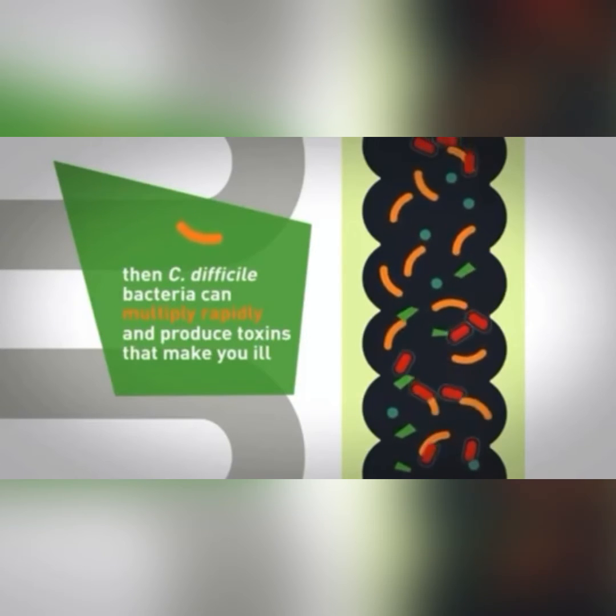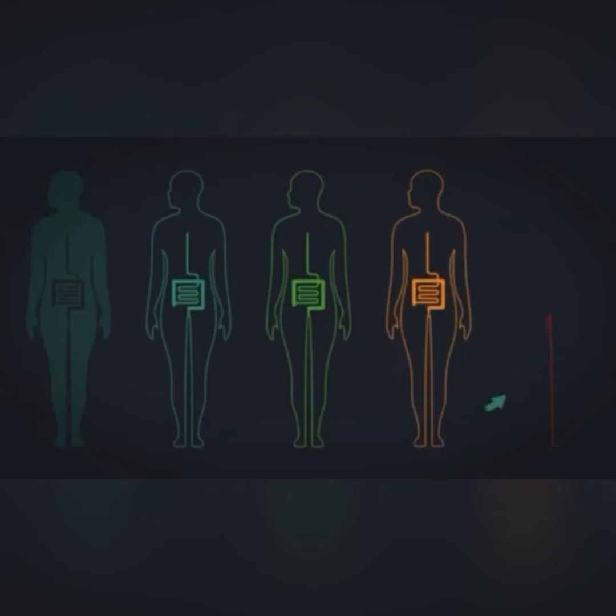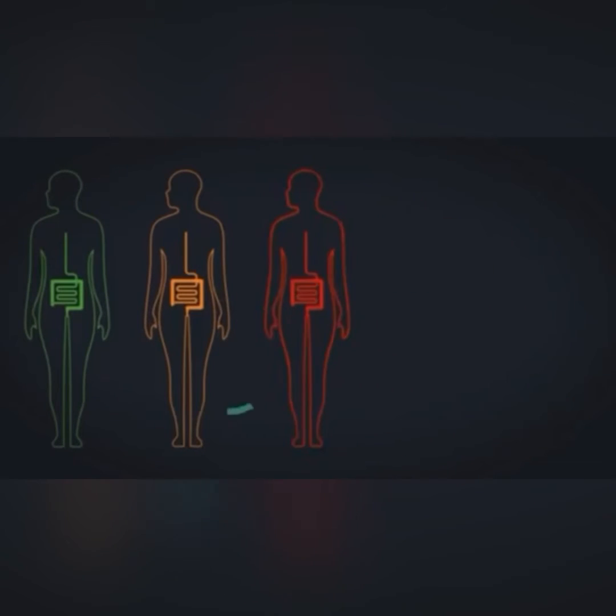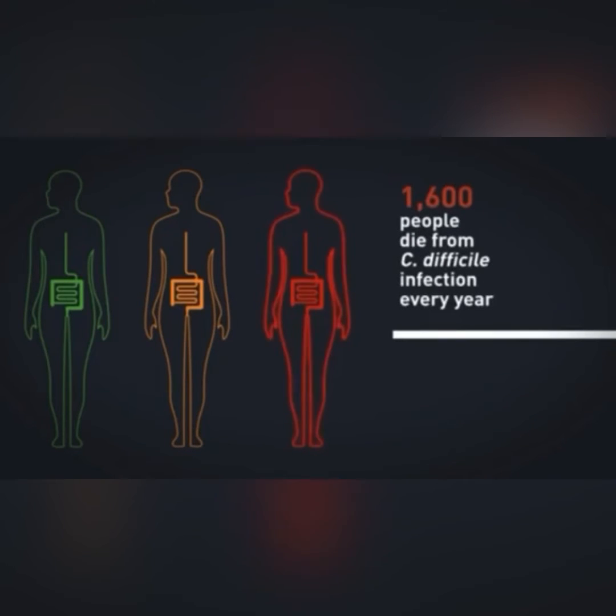C. difficile is normally treated with a further course of antibiotics, but because this kills other bacteria in the gut microbiota, a patient will often relapse and become trapped in a cycle of recurrent infections. Eventually, antibiotics will stop working altogether. This can have fatal consequences. Of the 15,000 cases of C. difficile infection that are reported in the UK each year, 1,600 will lead to death.